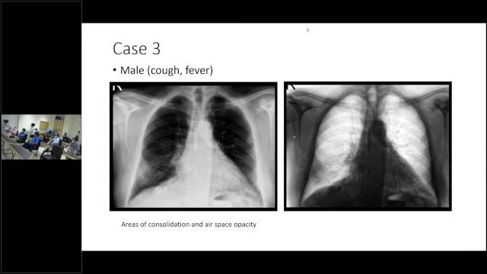To move to the next case. Can we move to the next?